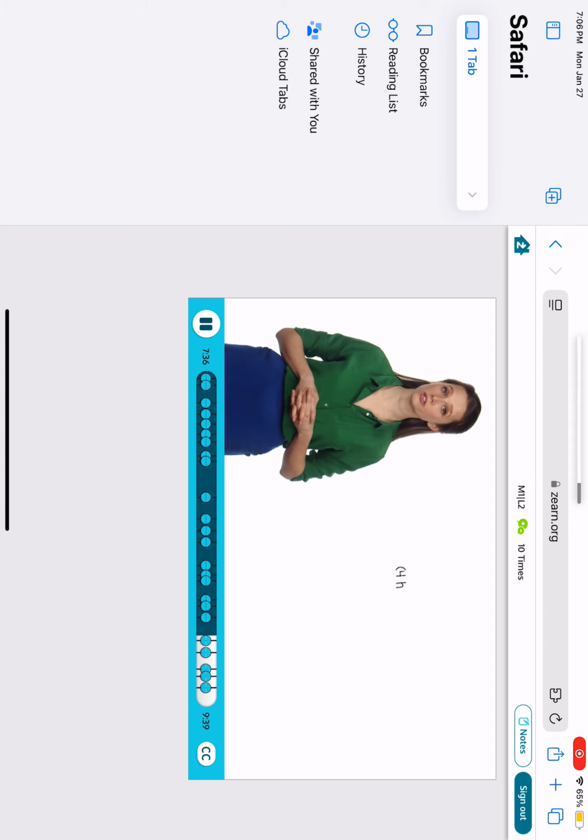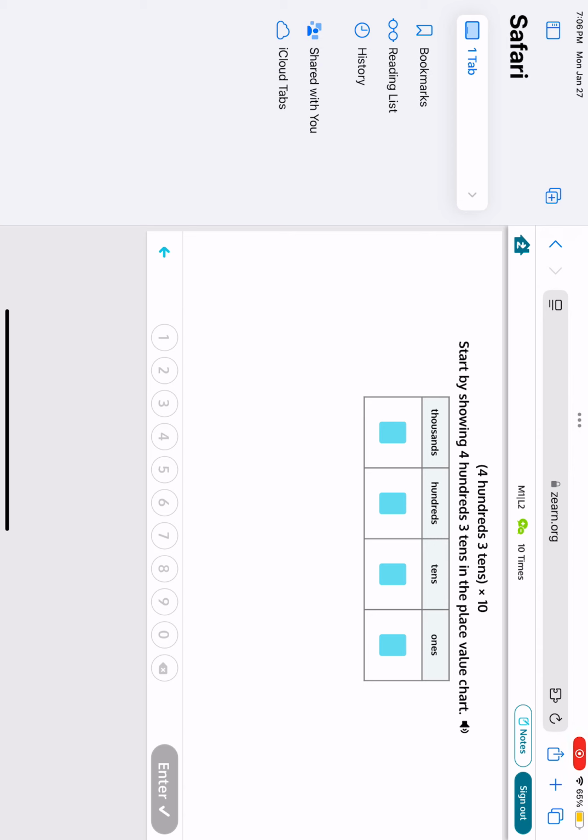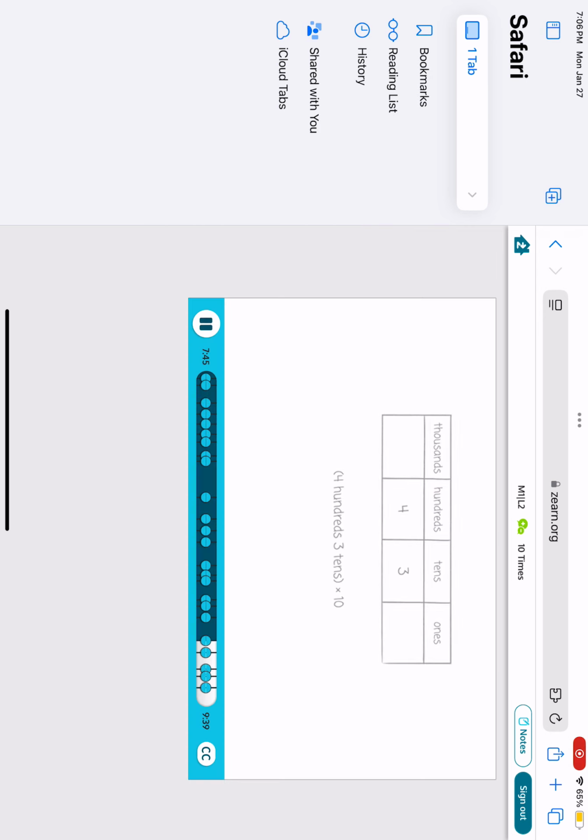We'll start with 4 hundreds, 3 tens, times 10. Start by showing 4 hundreds, 3 tens on the place value chart. This shows 4 hundreds, 3 tens. We can write a 0 in the ones place without changing its value. Now let's multiply each place by 10. Show 4 hundreds, 3 tens times 10 in the place value chart. Then solve.